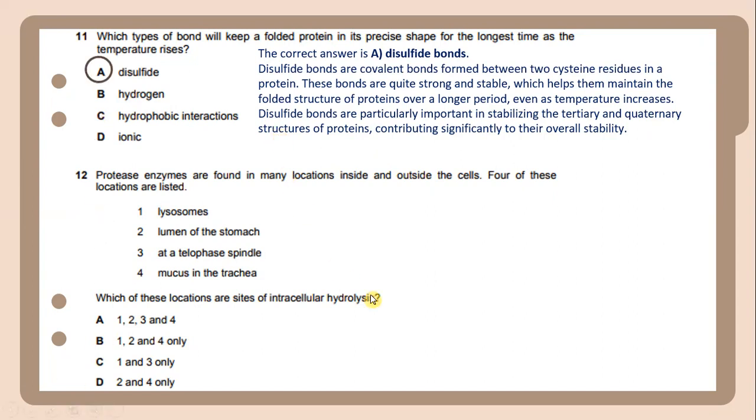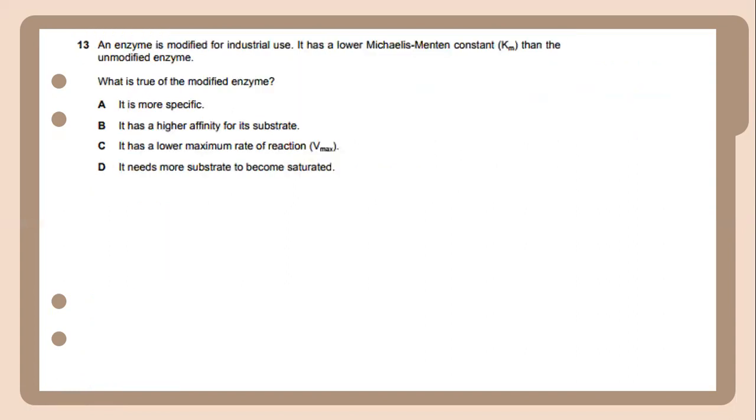Protease enzymes are found in many locations inside and outside the cells. 4 of these locations are listed: lysosome and at the telophase spindle. These locations are sites of intracellular hydrolysis.